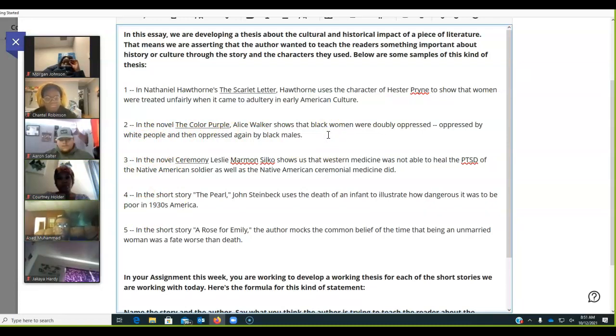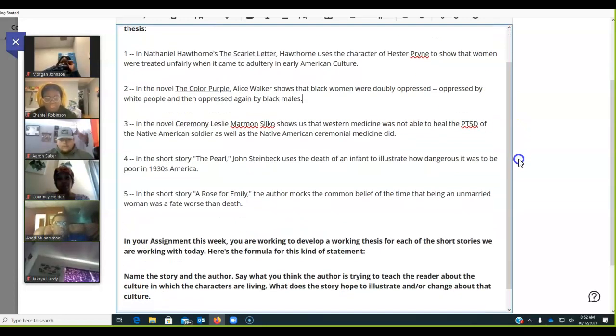In the novel The Color Purple, Alice Walker shows that black women were doubly oppressed by white people and then oppressed again by black males. Okay, so we're talking about the novel The Color Purple, and the author is mentioned here. And then there's a thesis that black women were doubly oppressed by white people, and then again oppressed by black males. Is this arguable? Could you say that's not true? Could you get mad at it and argue with it?